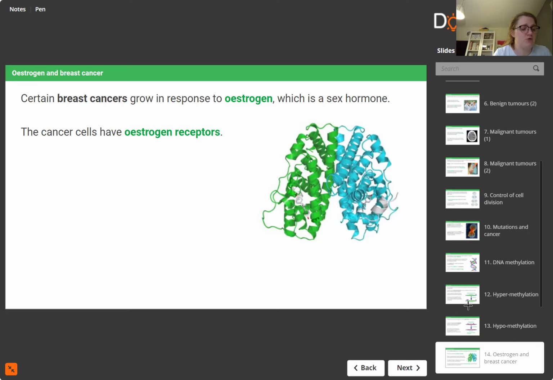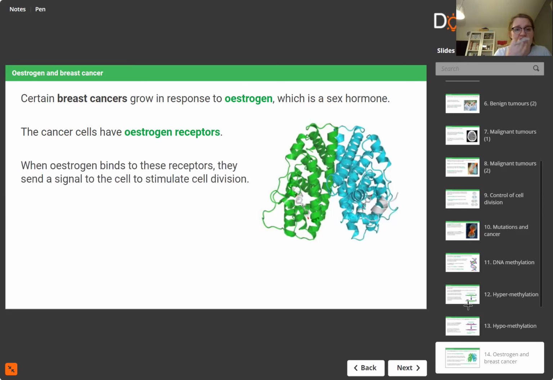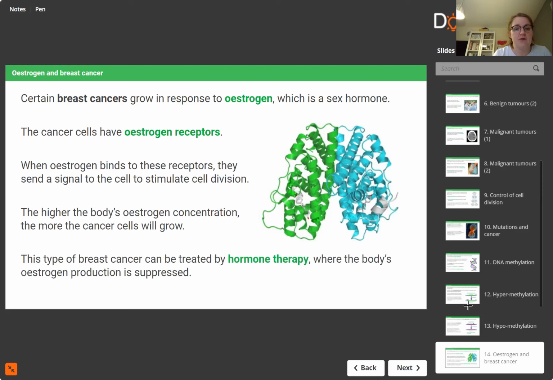So the full reasons behind why we might have increased estrogen isn't fully understood. There's a few theories. So these cancer cells have estrogen receptors, and what happens is when estrogen binds to these receptors, they send a signal to the cell to stimulate cell division. The higher the body's estrogen concentration, the more these cancers will grow. And this type of breast cancer can be treated by hormone therapy, where the body's estrogen production is suppressed. So actually it's treated very differently to lots of others.